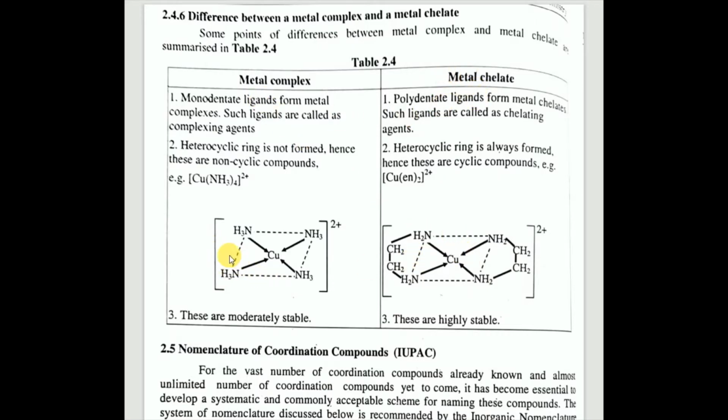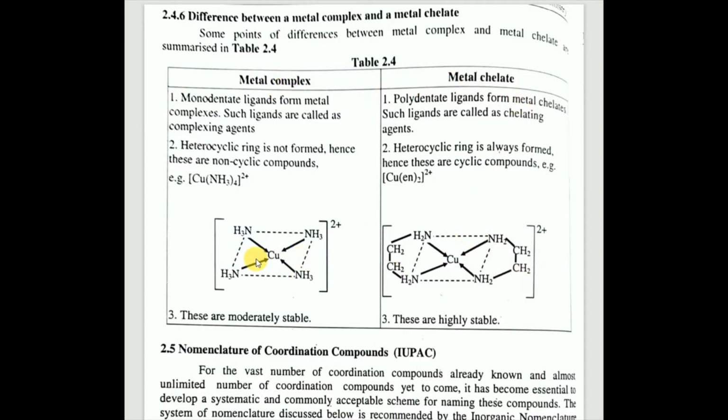Due to being non-cyclic compounds, there is no ring formation in metal complexes, and they are moderately stable. If we consider the stability of metal complexes, they are moderately stable. While if we consider the stability of metal chelates, they are highly stable because in metal chelates there is a formation of cyclic or heterocyclic rings. So this is the difference between metal complexes and metal chelates.